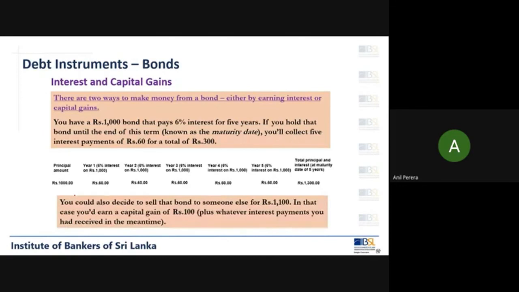Now here we try to understand the cash income of a bond. There are two ways that you can make money out of a bond, either earning interest or capital gain. Earning interest means you can generate cash flows. Capital gains means price difference. Very simply.